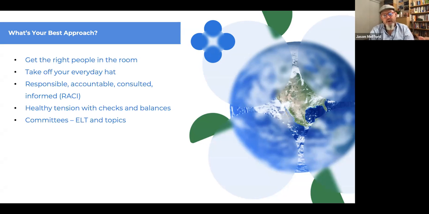So another good approach: getting the right people in the room, getting them to all realize that we're here to do what's right for the organization. Everybody take off your everyday hat. But usually a good tool to use is a RACI schedule, which stands for responsible, accountable, consulted, and informed. You can use this as a governance tool to really help you know who's ultimately responsible and accountable for this particular thing or process. They're the ones that at the end of the day have to make the decision.